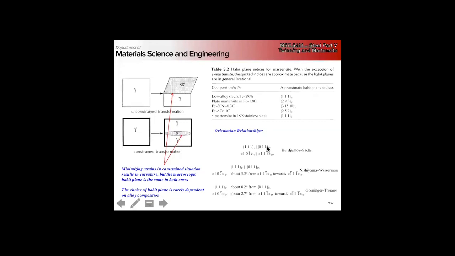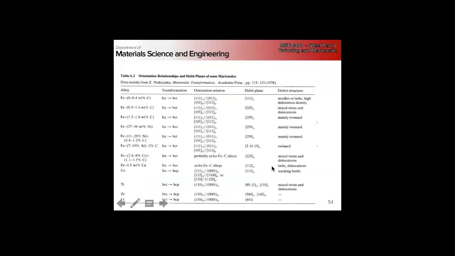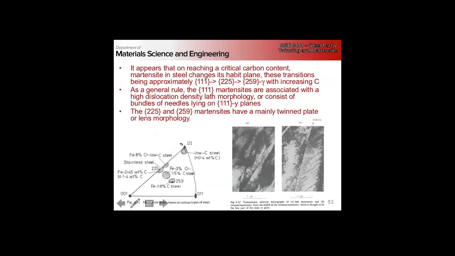And on the stereographic triangle, right, this is the general trend of how our habit plane moves with increasing concentration. And this was a huge topic of conversation, right, is the fact that the habit plane and the orientation relationship is not constant. Generally, it's irrational, right?